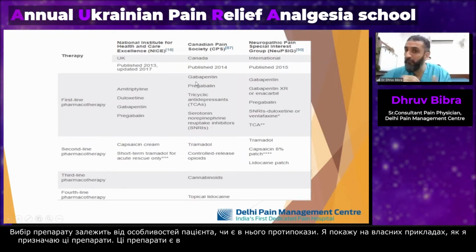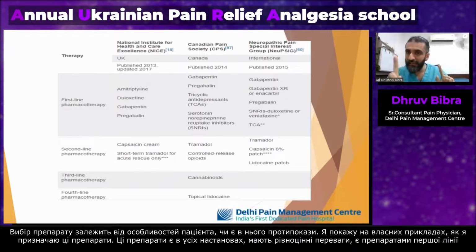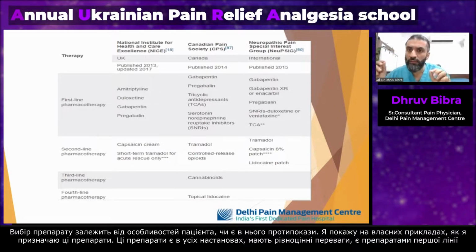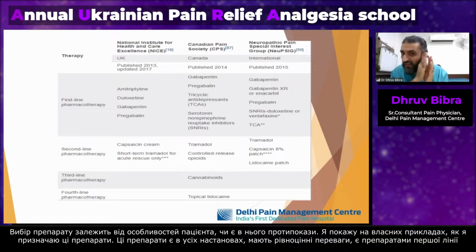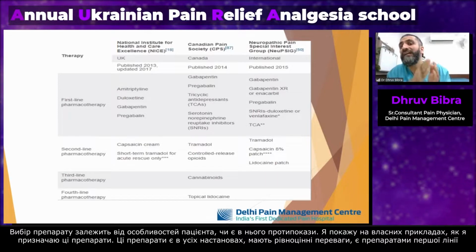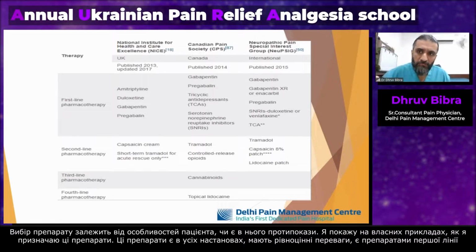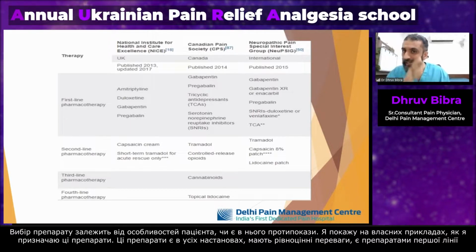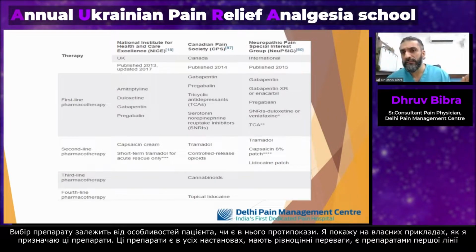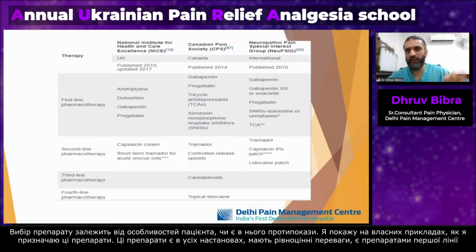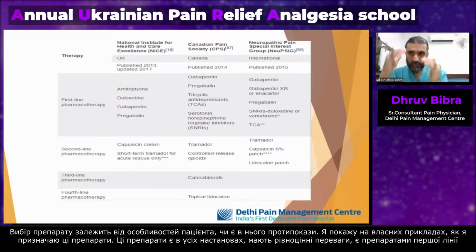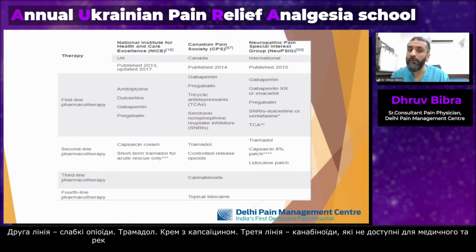All of them are first line drugs. Which among them you use, you have to decide based on the patient profile, if there are any contraindications of using one over the other. But the rest of them, based on the guidelines, are more or less similar. I will be sharing a few personal examples of how I use my drugs, but if you ask me based on pure guidelines, all of them carry equal advantage. There is no one over the other. You can choose anything which is available based on the patient and your clinical experience, but these are all first line drugs. Now the second line drugs come out as weak opioids.